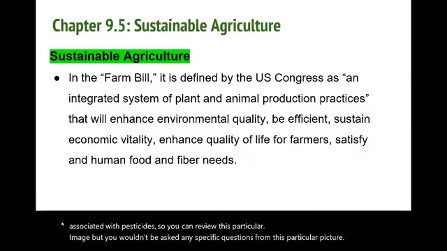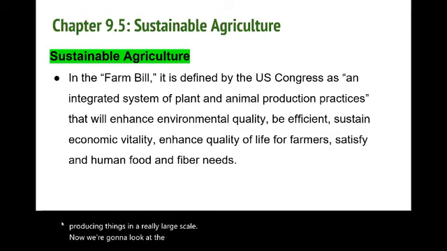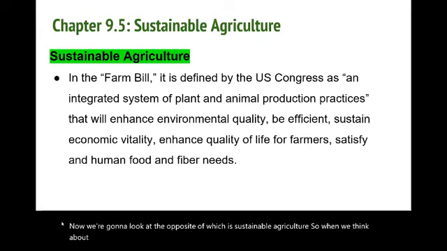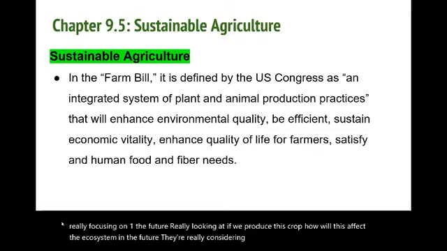So we've gone over a lot of the key factors associated with conventional agriculture, right? Producing things in a really large scale. Now we're going to look at the opposite of that, which is sustainable agriculture. So when we think about conventional and sustainable, how are they different? Well, sustainable agriculture is really focusing on, number one, the future, really looking at, if we produce this crop, how will this affect the ecosystem in the future? They're really considering the future effects and the future impacts of what they're currently doing today.